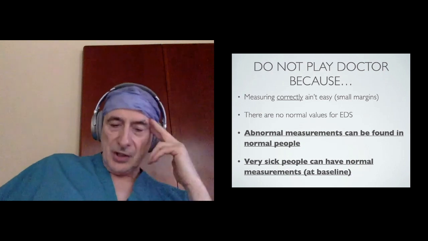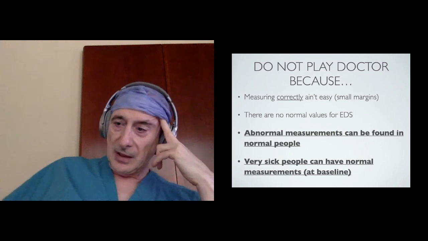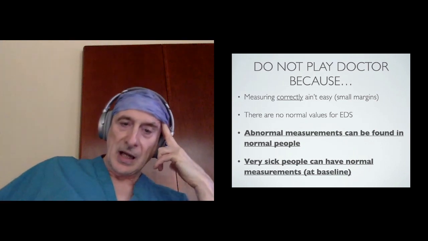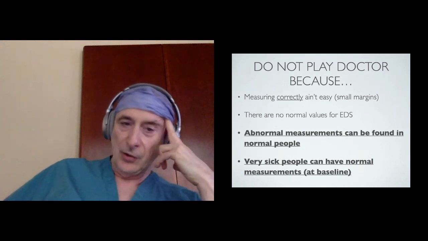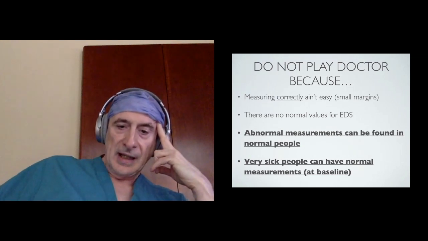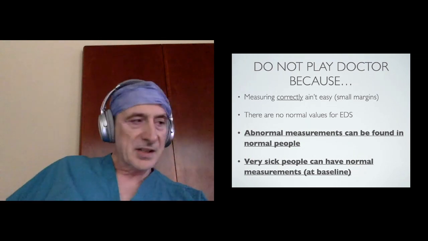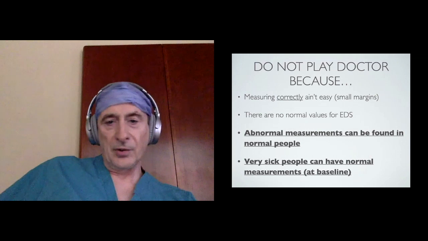But the two major issues that I underline and put in bold are the following. You can have abnormal measurements in normal people, and vice versa. You can have very sick people having normal measurements at baseline. Here is an example that I like to make all the time.